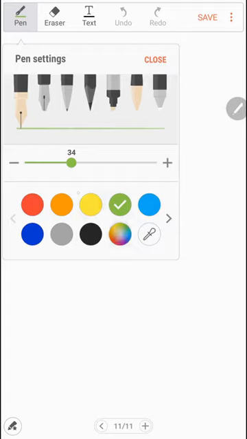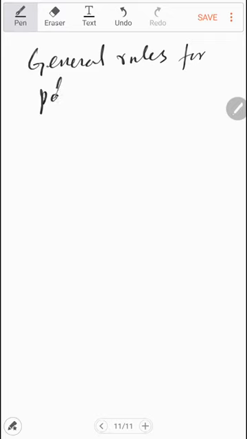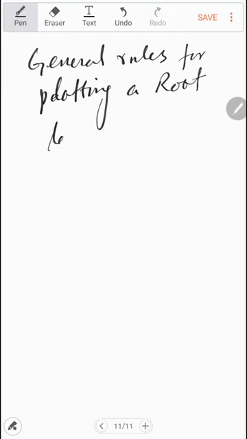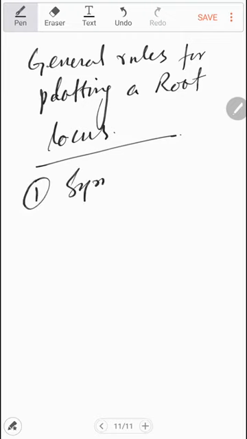So the first thing is that we should know about plotting the root locus. So these are the general rules for plotting a root locus. Number one is the symmetry.